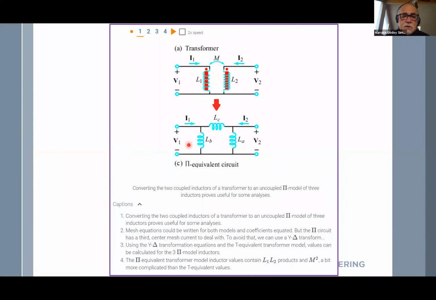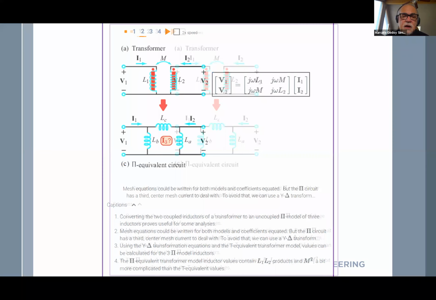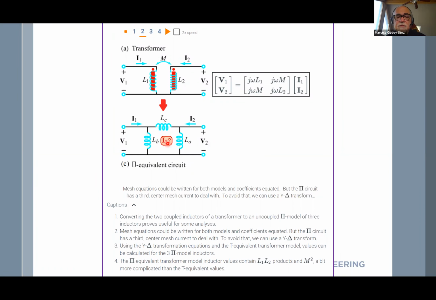We can write equations. I can write mesh, mesh, mesh, but then I have to work with algebra, okay? See, I have to work with this algebra. It's possible. I have done that in the past. Not a big deal, but it's possible. But the simple thing to do is, I already had a T model, which is Y. Then I have a pi, which is a delta.